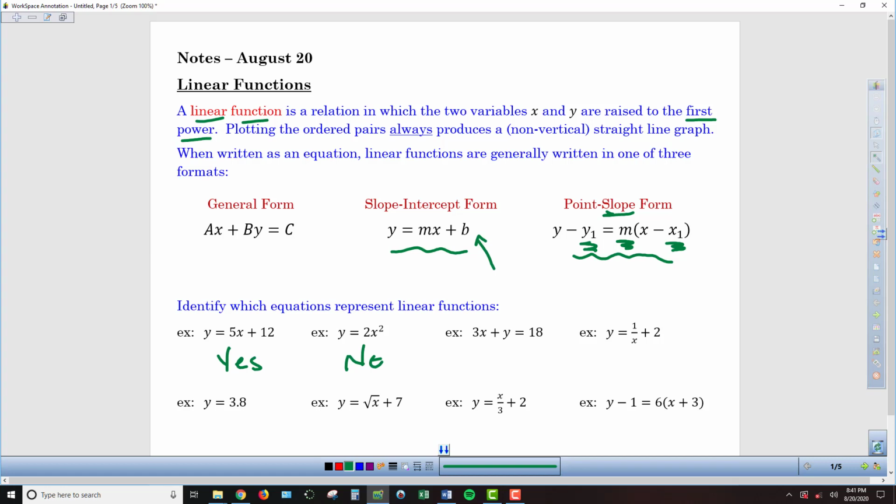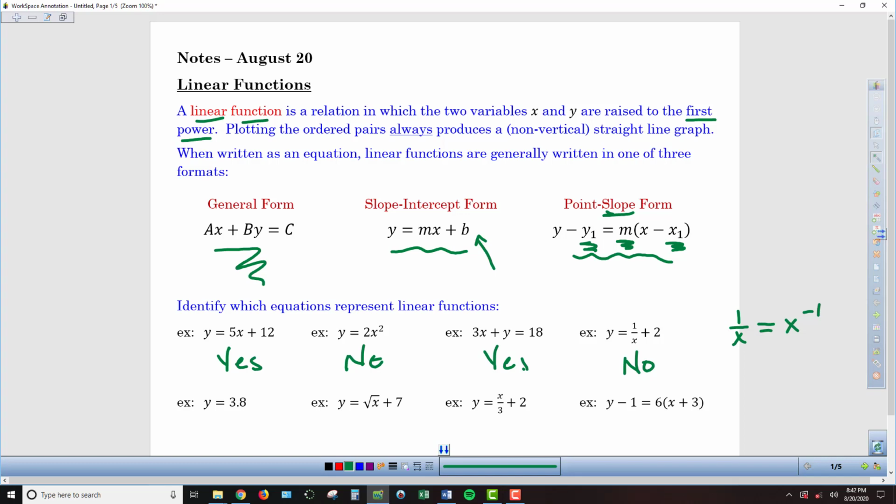The third one, as we move across, is another linear function. Both variables are on the same side of the equation, 3x plus y, so that one is written in general form, that first one that we see over here. Next, y equals 1 over x plus 2. Because that x is in the denominator, even though you might say, wait, the exponent is 1, if we recall our exponent rules, 1 over x is really x to the negative first. If you don't remember that, we'll talk about that later when we're studying exponential functions. But that makes this one not a linear function.